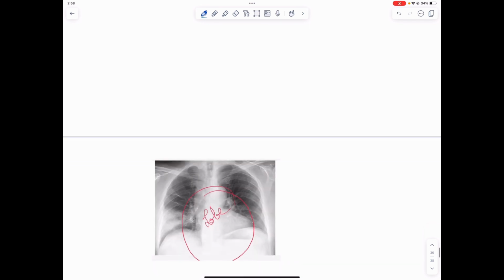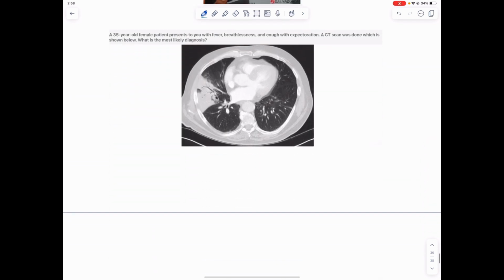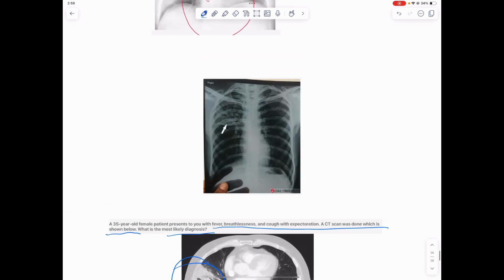Now we come to a question. A 35-year-old presents with fever, breathlessness, and cough with expectoration. What is the most likely diagnosis? See, this is showing a consolidation of a part of the lung. Now this is known as air bronchogram. Now remember that this is middle lobe pneumonia caused by Klebsiella. See here the very fine middle lobe and the fissures that are involved.